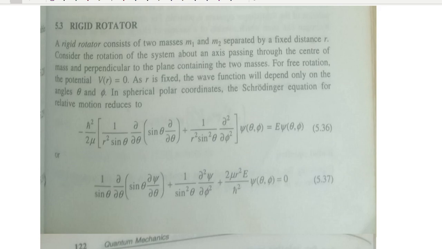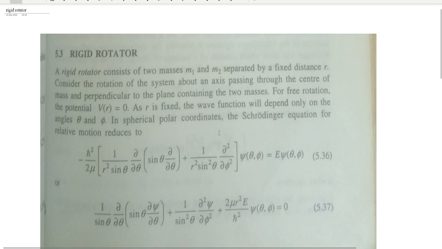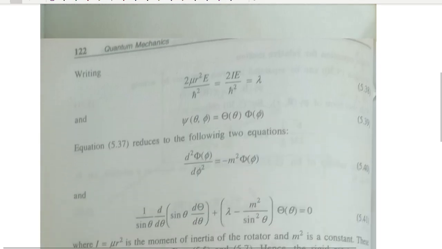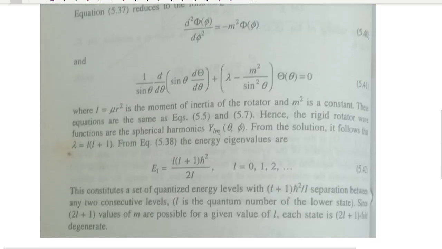Today I would like to discuss the three-dimensional energy eigenvalue rigid rotator problem. This is the problem in the textbooks, but they take only 5 steps to get the final result. We need to solve this problem step by step. So without wasting time, I would like to start with this equation here.